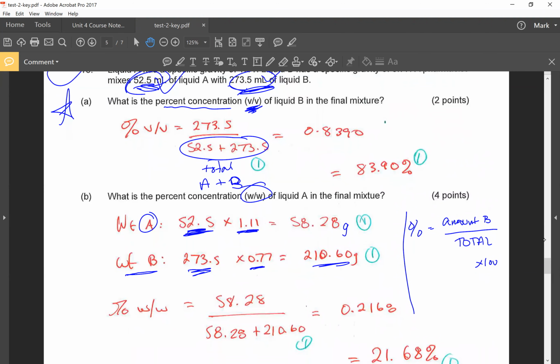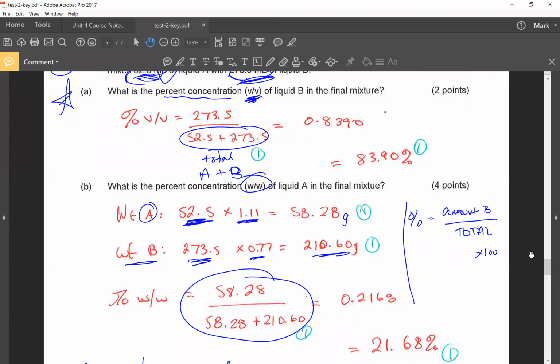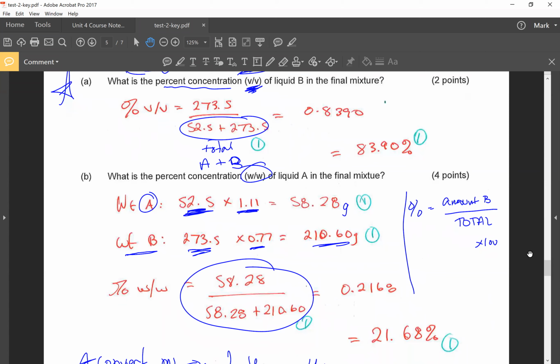And then the answer is the same thing as above, except instead of using milliliters, we use grams. So it would be, oh, sorry. Let me just check something. Oh yeah, this is the percent of A in the final mixture. So I take the mass of A and divide it by the total mass of the entire solution. And that's it.